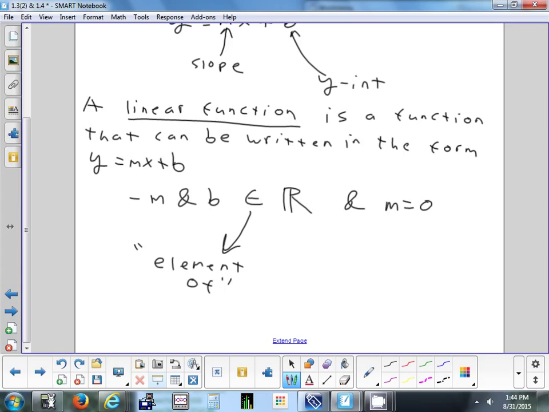And specifically, if it's a linear function, the book mentions the slope is not equal to 0. So m and b can be anything you want, except we're not going to let m equal 0, because if you do that, you get a constant function. You get a horizontal line. Okay, we've been graphing constant functions on the calculator to find intersects.